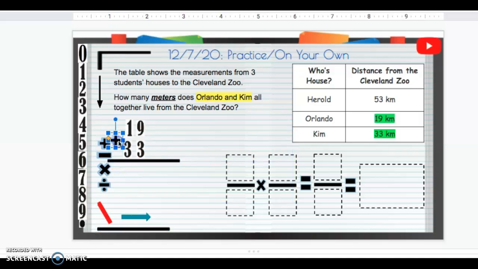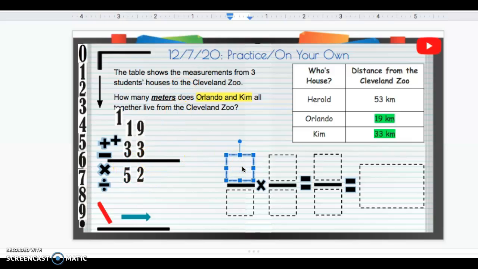So add those up. 9 plus 3 is 12. 2. Bring up the 1. 1 plus 1 is 2. 2 plus 3 is 5. So we have 52 kilometers for both of them, but we want to know it to meters. So we have to change and convert 52 kilometers to meters.